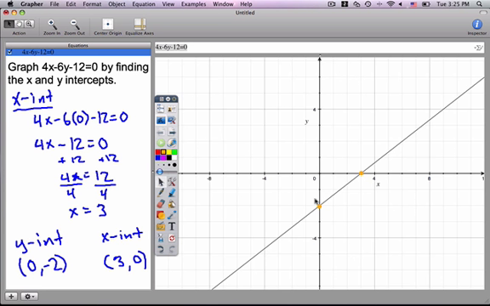And that is how we graph a linear equation by finding the x and y intercepts. And that can be particularly useful when we get an equation in standard form like this. Rather than first rearranging this equation into y equals mx plus b form, we can graph it by finding the x and y intercepts.